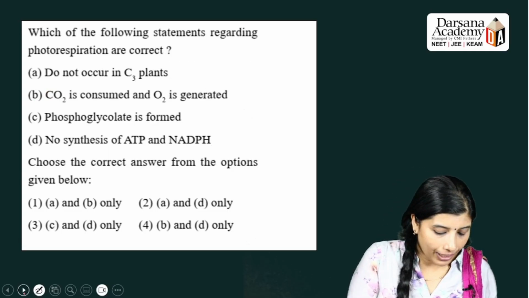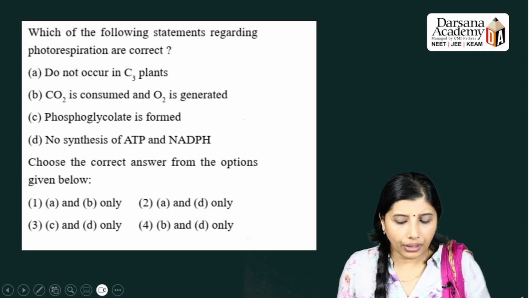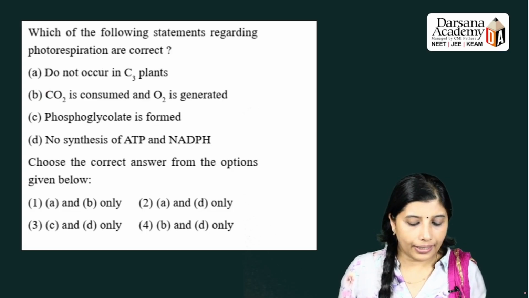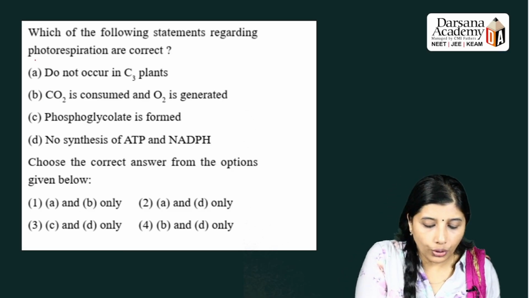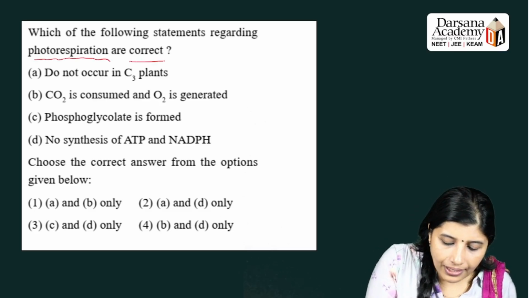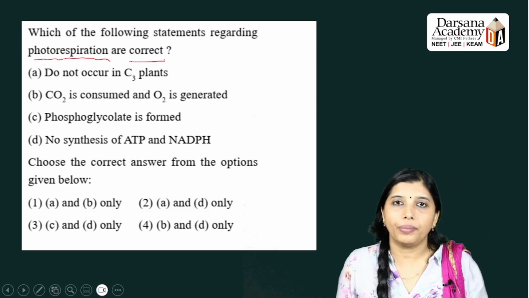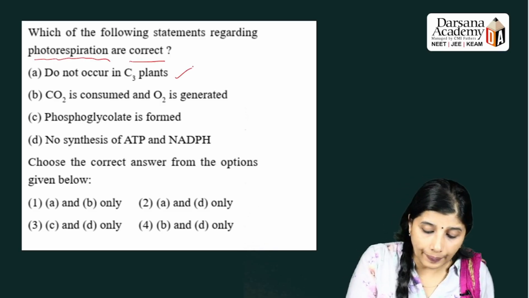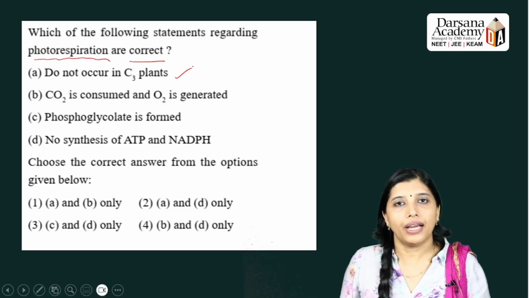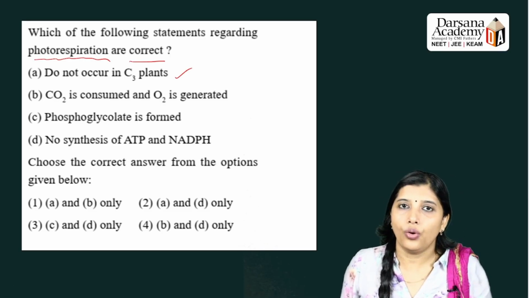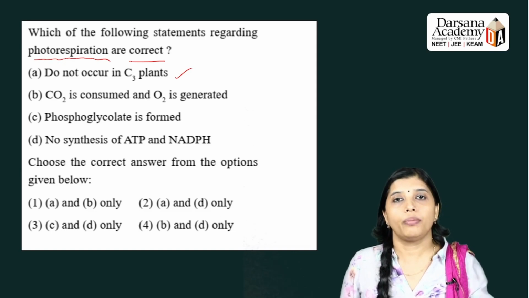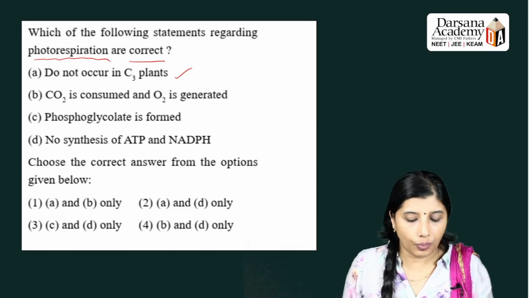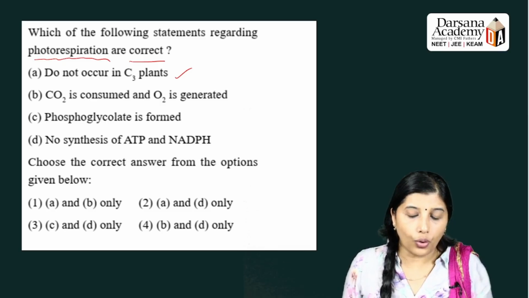And what about the next question? Which of the following statements regarding photorespiration are correct? Do not occur in C3 plants. No, it does occur in C3 plants. Rubisco is present in C3 plants, and when oxygen is high, Rubisco catches oxygen and oxygenation takes place. CPM, that is chloroplast, peroxisome and mitochondria, are the 3 organelles required for this process. Carbon dioxide is consumed and oxygen is generated.